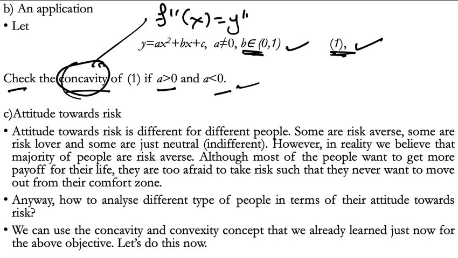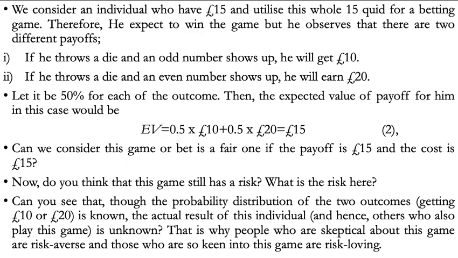Now, how to analyze different types of people in terms of their attitude towards risk. Here we can use the concavity and convexity concepts that we already learned just now for the above objective. So let's crack on. Let's say we have an individual who has 15 pounds and uses this whole 15 pounds for a betting game. He expects to win the game, but he observed that there are two different payoffs.